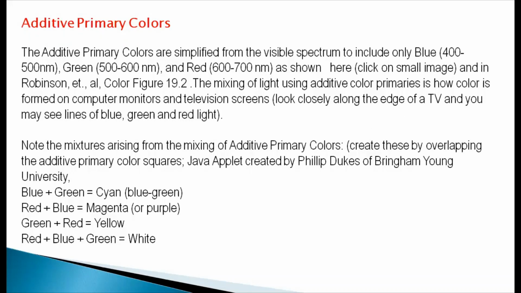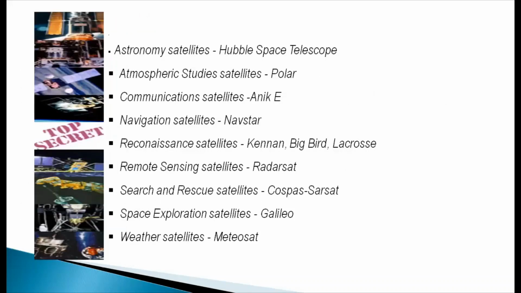So for additive colors, we add some colors here. Now we'll talk about the satellites. I was talking about the satellites. So here are the different satellites. We have astronomy satellites, like the Hubble Space Telescope. We have atmospheric study satellites, which are called polar satellites. We have communication satellites. We have navigation satellites.